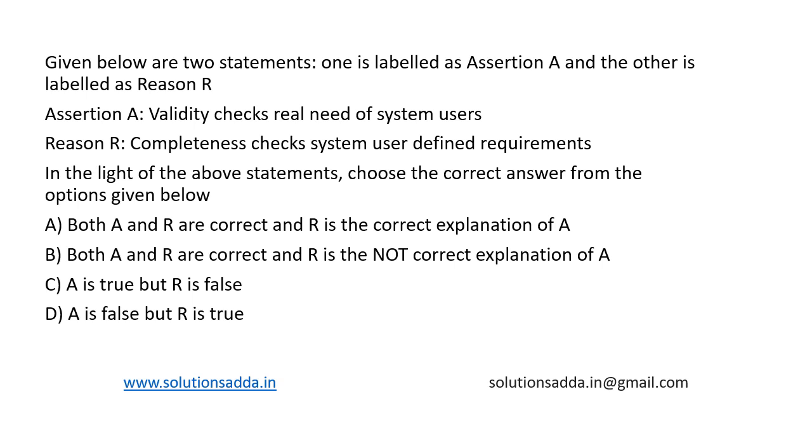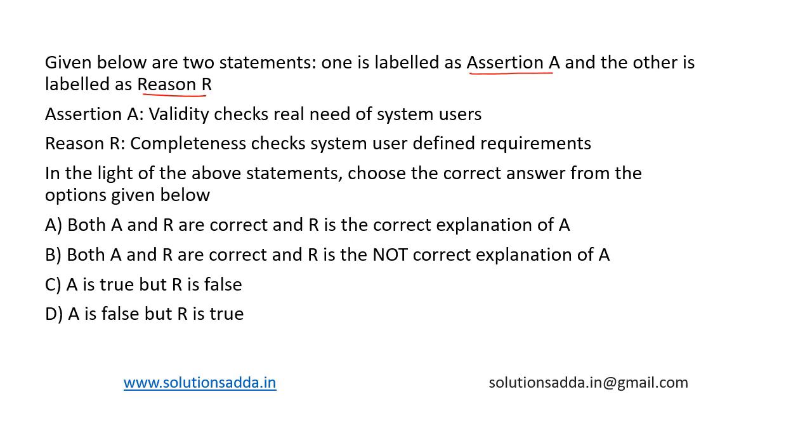This is a question from software engineering. We are given two statements. One is assertion A and another is reason R. Assertion A is: validity checks the real need of system users, and reason R is: completeness checks system user defined requirements. And we are asked to find out which of the options given below is correct.